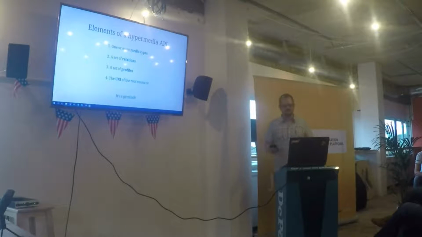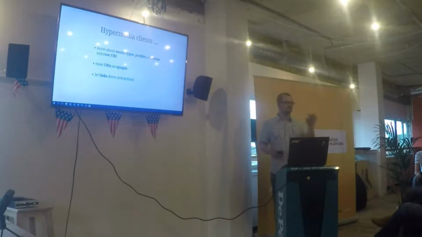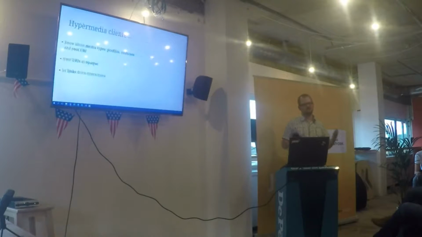So if you design a good Hypermedia client, first of all, you need to know about these things, right? And then there's two other rules. One, you will treat your URIs like they're opaque. You will not try to interpret them. And you will let these links between the different resources drive the interaction. So now you know what I think that the Hypermedia is. So then, what about backwards compatibility?